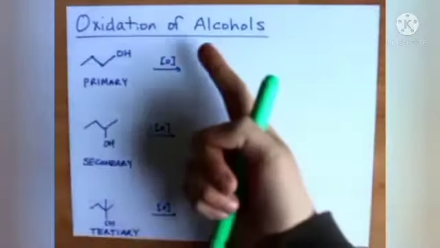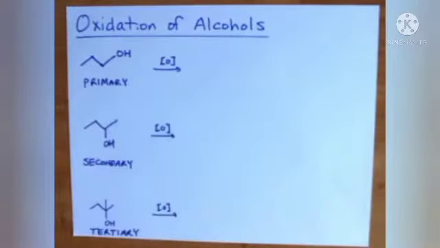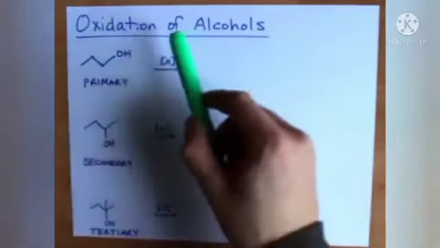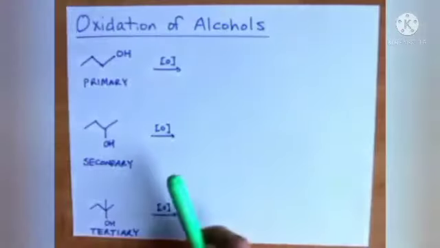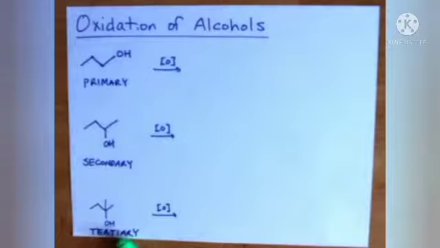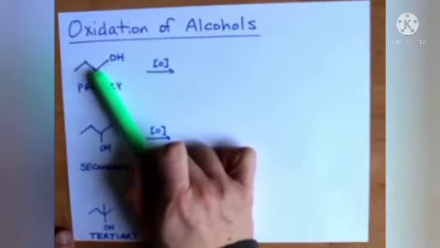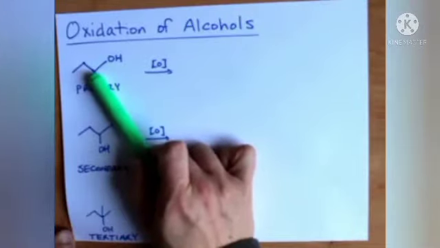Here is my video about oxidizing alcohols, which I can't believe I have not made yet. Before you figure out what the products of oxidizing alcohols are, you need to figure out if the alcohol is primary, secondary, or tertiary. The way that we do that is to take a look at the carbon that has the OH on it. That's this carbon in this case.